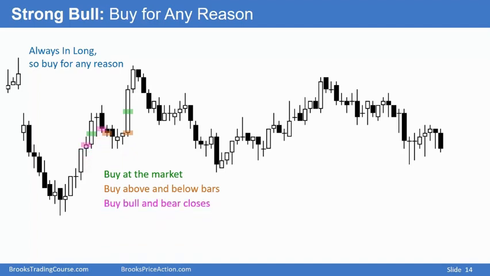Buy bull closes, buy bear closes. Here's a bear bar, but an 8 or a 9-bar bull microchannel, the reversal attempt will probably fail. So you can place a market order. As soon as that bar closes, buy at the market. Or you can place a limit order to buy at the low of the bar and get filled on the next bar.